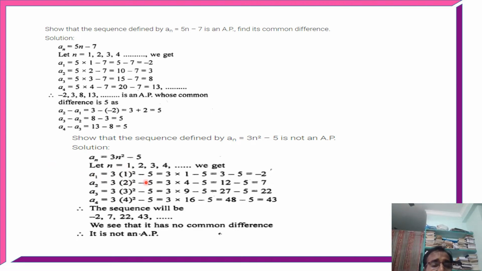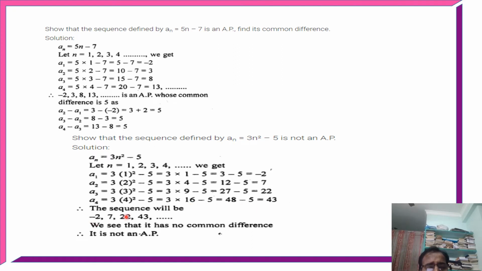We get a1: 3 into 1 square minus 5, 3 minus 5, minus 2. a2: 3 into 2 square minus 5, 3 into 4 is 12 minus 5, 7. a3: 3 into 3 square, 3 into 9 is 27, minus 5, 22. And a4: 3 into 4 square minus 5, we get 3 into 16, that is 48, minus 5, 43.